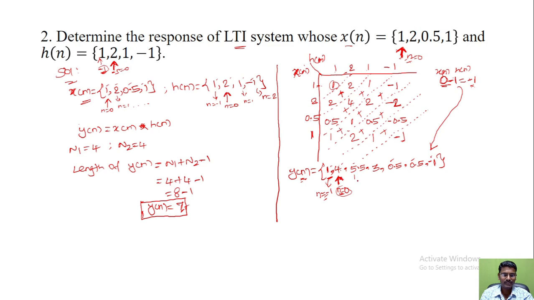So this represents n is equal to 1, this is n is equal to 2, and this is n is equal to 3, and so on, right? So this is my answer.